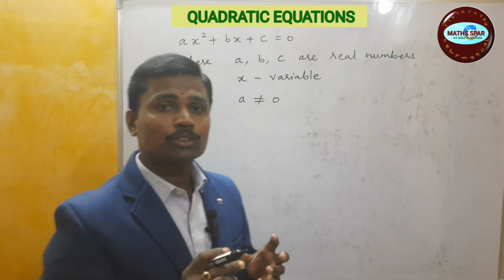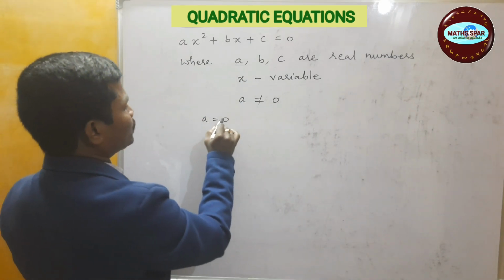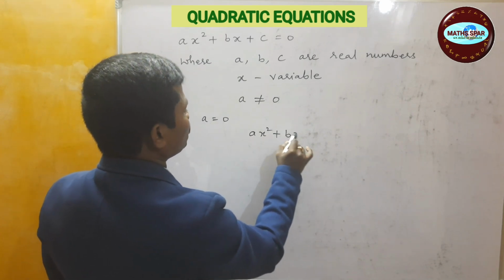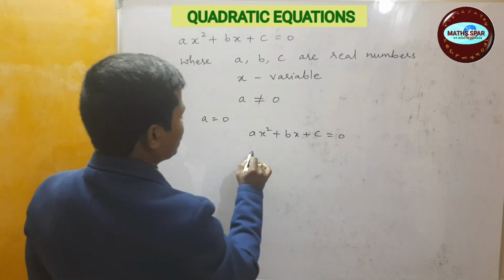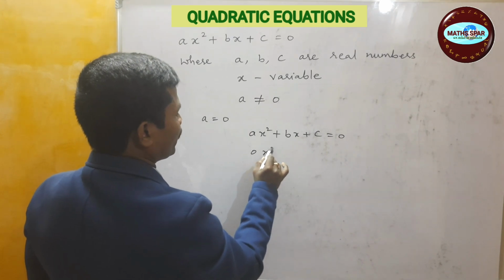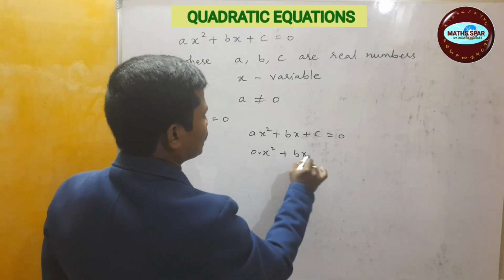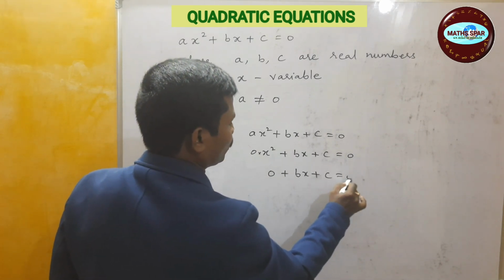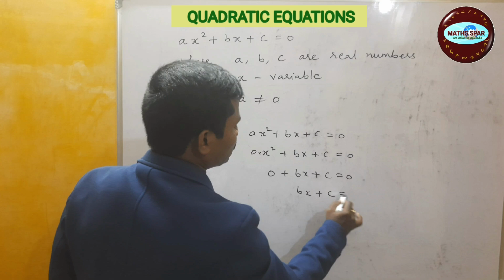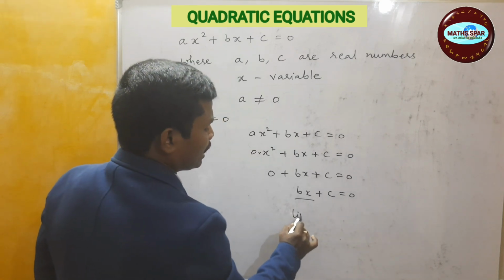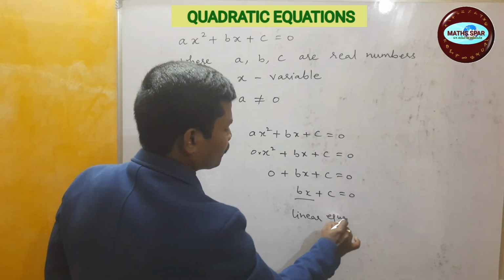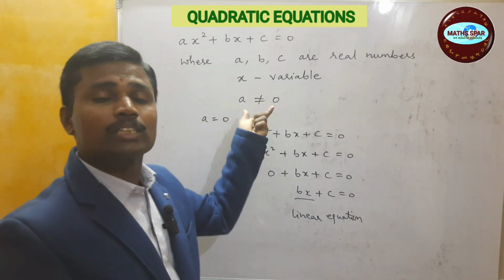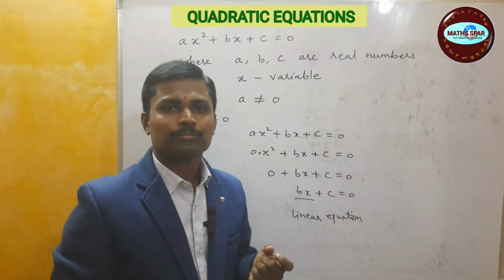What will happen if a is equal to 0? If a is equal to 0, then ax square plus bx plus c is equal to 0 will become 0 into x square plus bx plus c is equal to 0, which is 0 plus bx plus c is equal to 0, that is bx plus c is equal to 0, which is a linear equation. That is why a is not equal to 0.